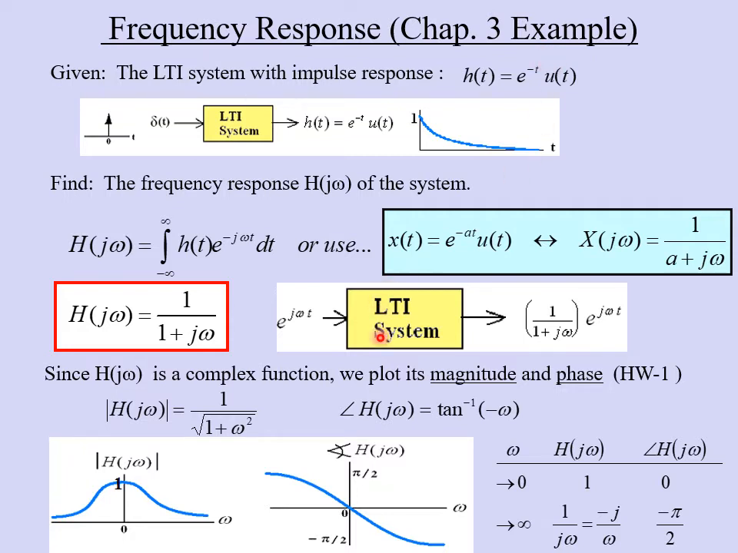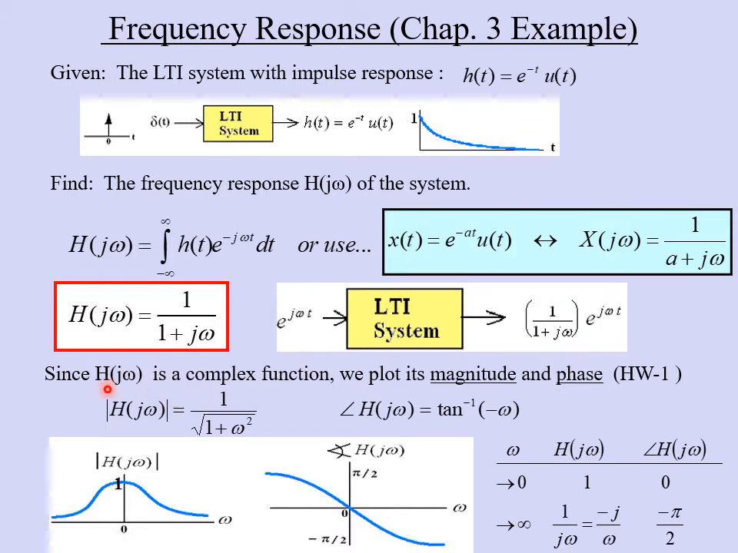Okay, so what this tells us is that for this particular system, if we have e to the j omega t going in, then what we have coming out is also e to the j omega t, but it's multiplied by the frequency response, which is 1 over 1 plus j omega. So this frequency response basically modifies the input of this system. It modifies its magnitude and its phase, but the same frequency that goes in, which is omega, is the frequency that comes out, but the phase and the magnitude are changed.